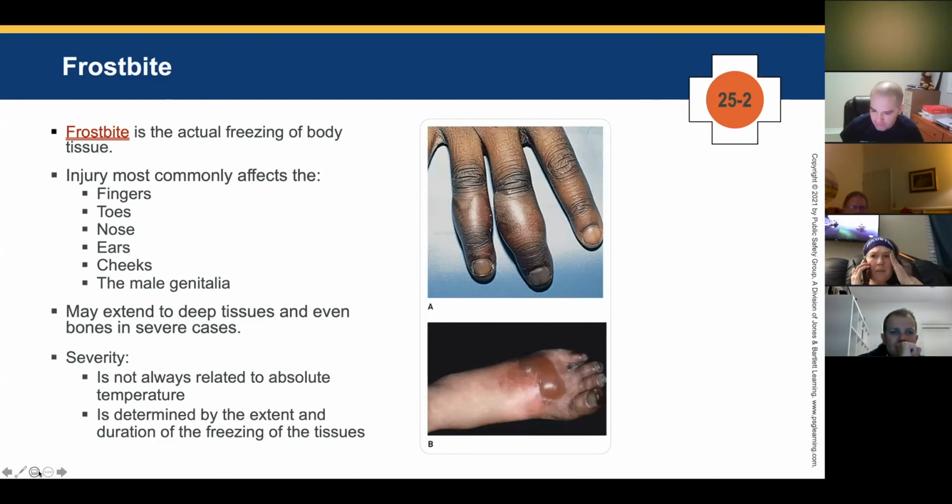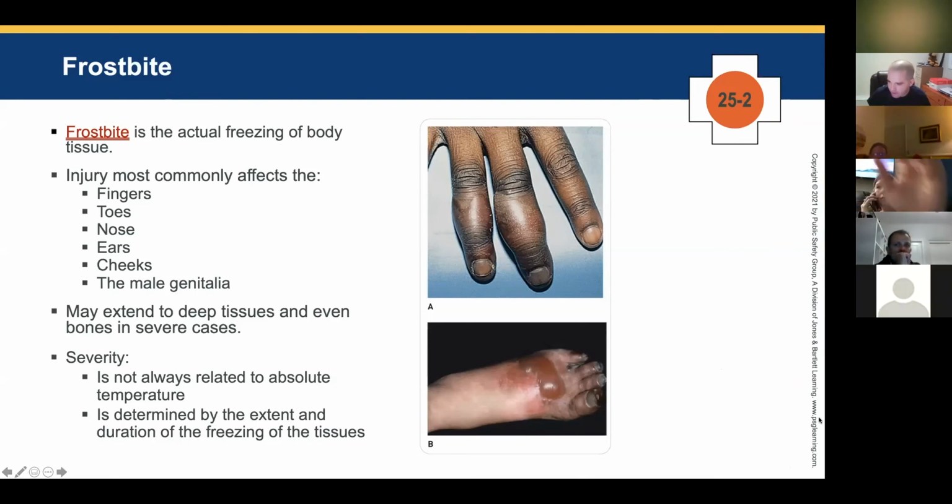All right, if you think about that frozen chicken breast, that would be an example of frostbitten skin. And as it begins to thaw out, if you can imagine, that's what your skin is doing as it is thawing out. So frostbite, like we said, is actual freezing of the body tissue. Most commonly affects the fingers, toes, nose, ears, cheeks, and male genitalia. But it can really affect any of the body tissues. And it can go deep. In some cases, it can go all the way to the bone.